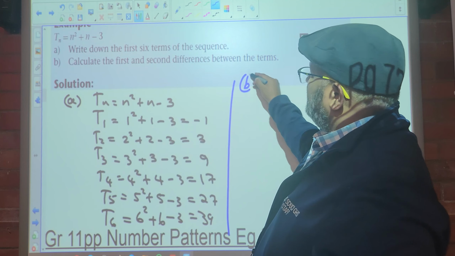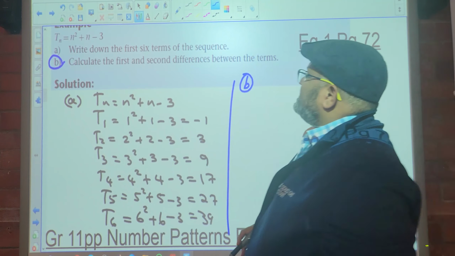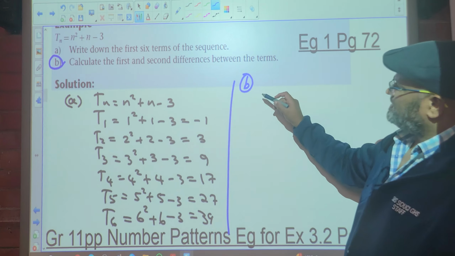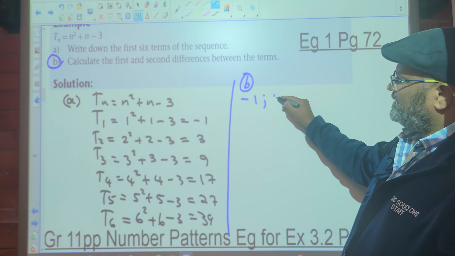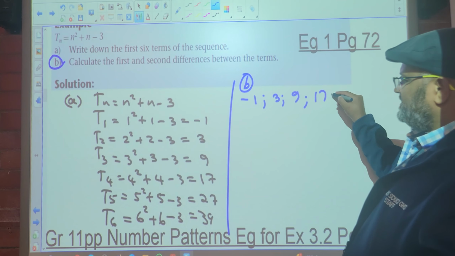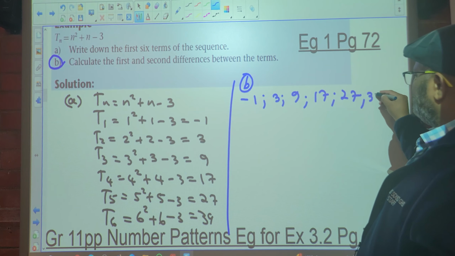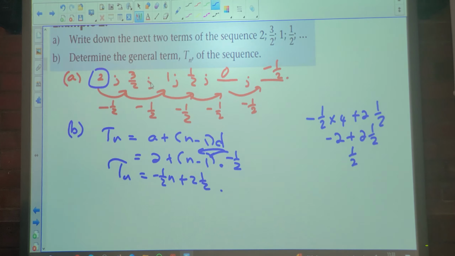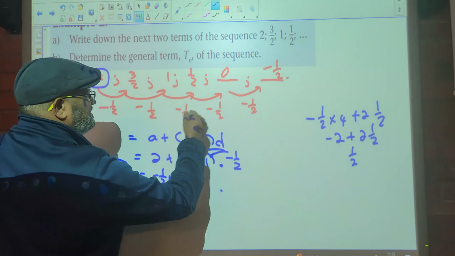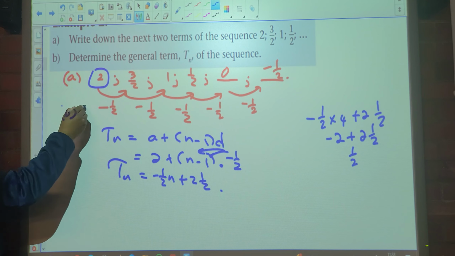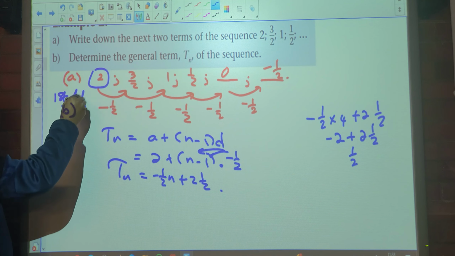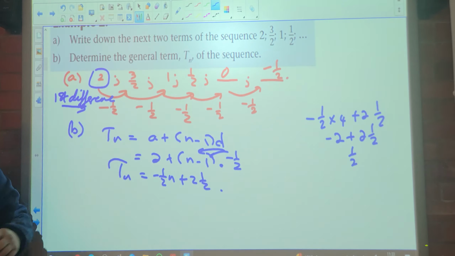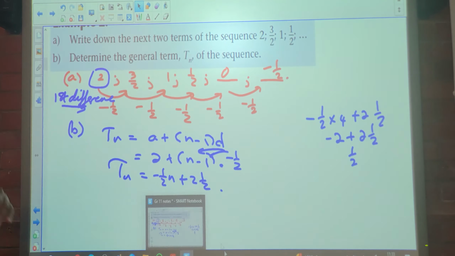Let's look at B. The B part of the question says, calculate the first and second difference between terms. So my first term, of course, is negative 1, then 3, then 9, 17, 27, 39. What are they referring to with the difference? People, this was arithmetic, also known as linear, and this had a first common difference. Can you see that? This is your first difference. There's a first constant.